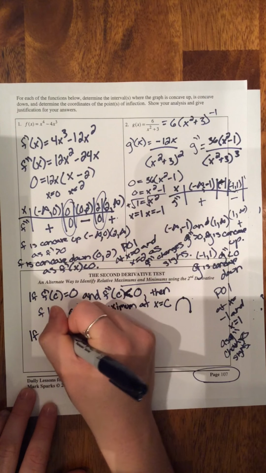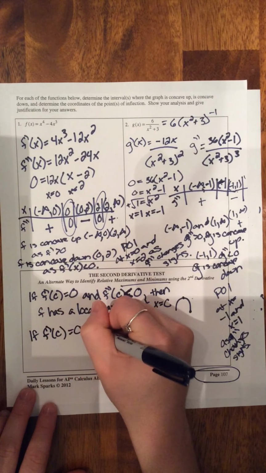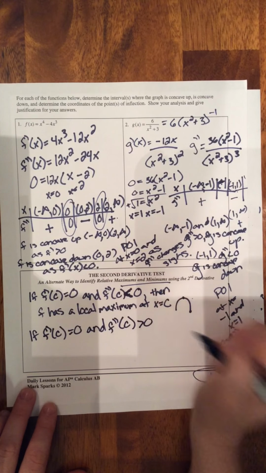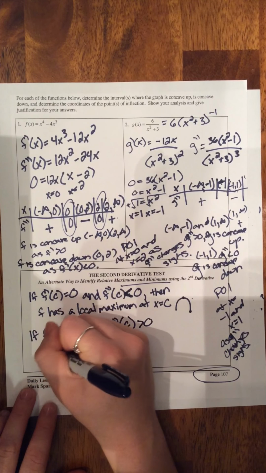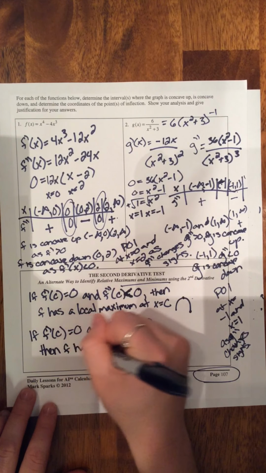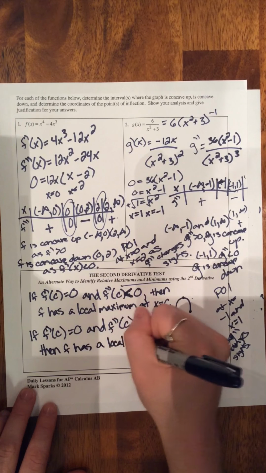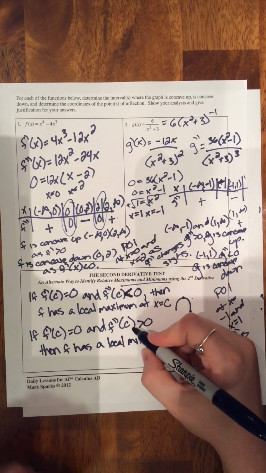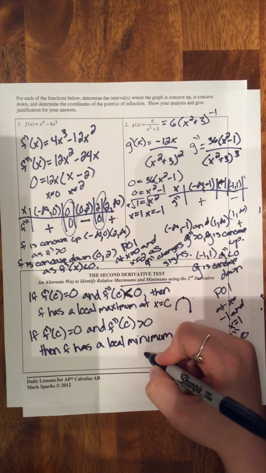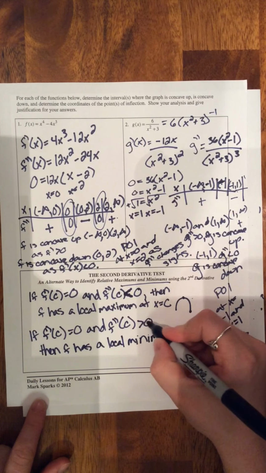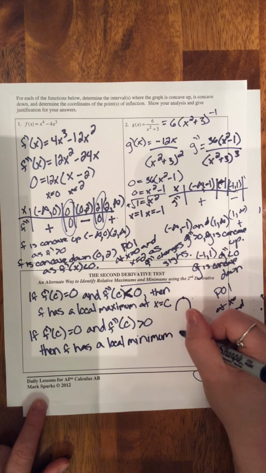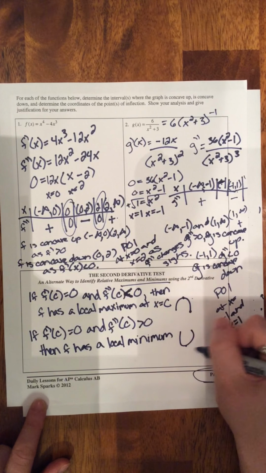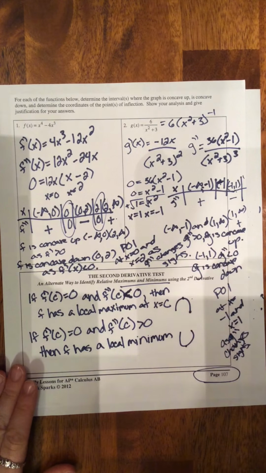Likewise, if f prime of c equals 0, and f double prime of c is greater than 0, then f has a local minimum. Be careful, it's easy to say, oh, f prime is greater than 0, positive, maximum. Don't do that. Think about what this means. If f double prime is greater than 0, concave up, f prime of c is equal to 0. This is where the horizontal tangent is happening. You've got a local min.